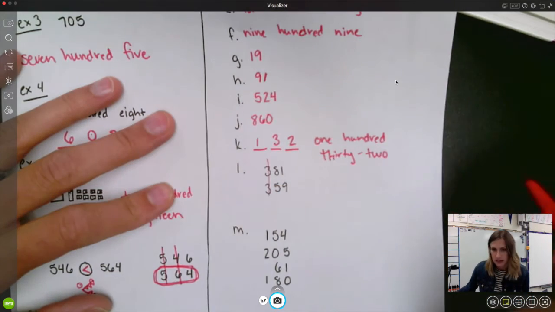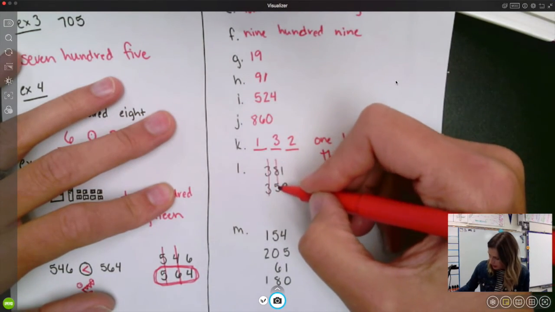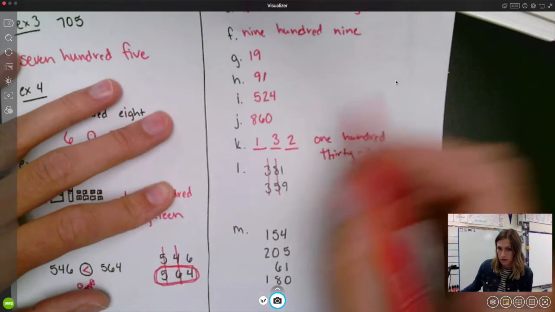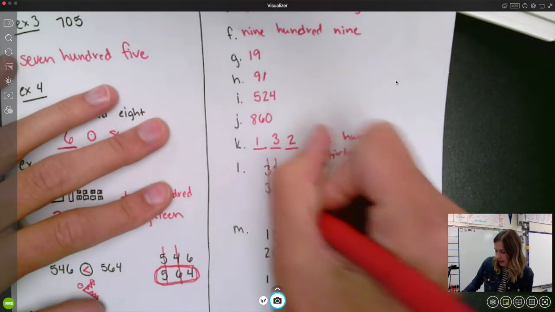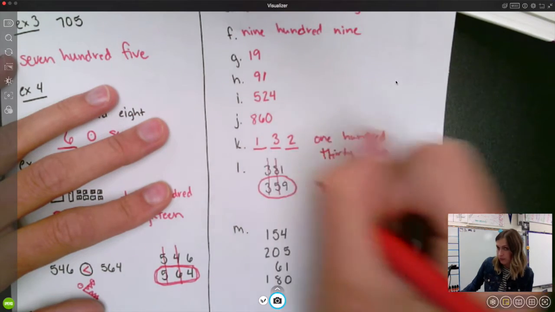Next says which of these two numbers is less, 381 or 359? Well, the 3's are the same. Ooh, our tens place isn't the same. So which is less, the 5 or the 8? The 5 is less, so you'd go ahead and circle that one.